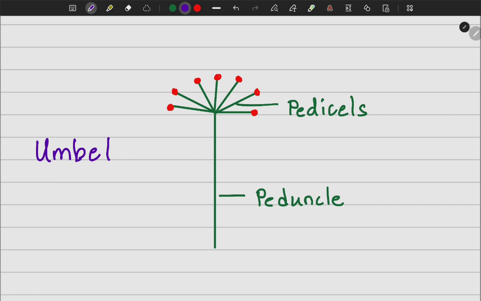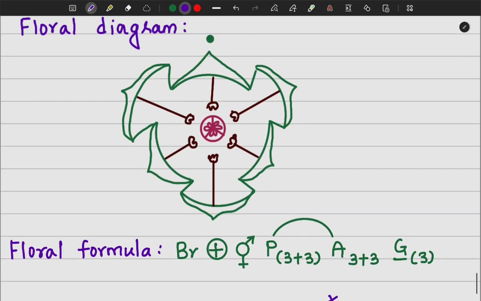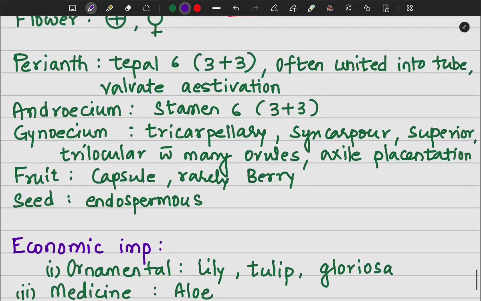So this type of inflorescence in which a number of pedicels arise from a common point on the peduncle, and each of the pedicel bears a floret, is called umbel type of inflorescence, and this cluster is called the umbellate cluster. So this type of inflorescence is seen in Liliaceae family. I hope it's clear.